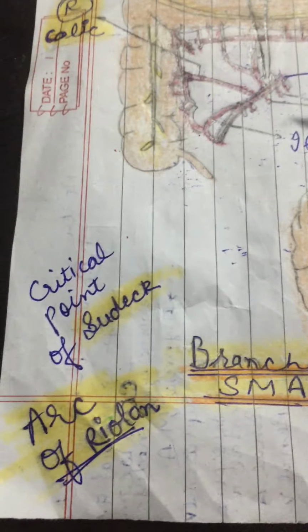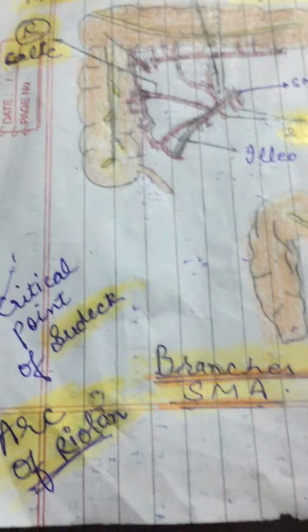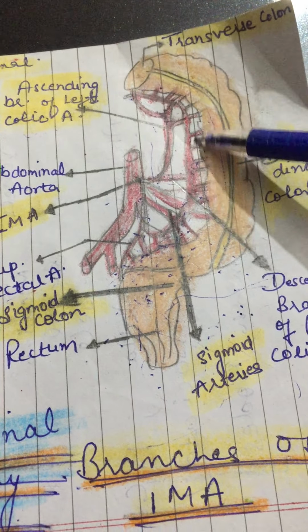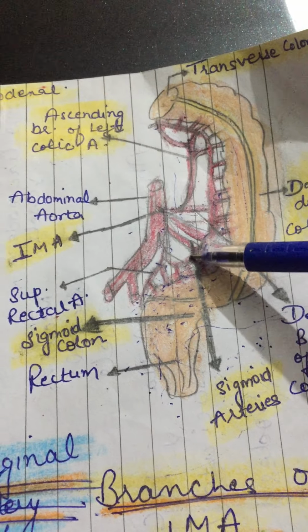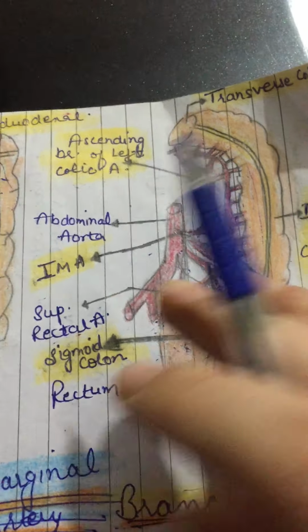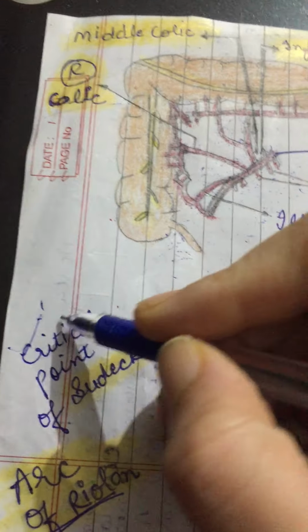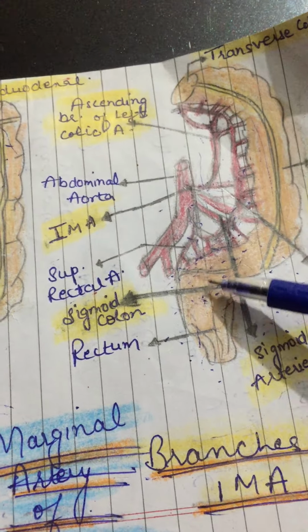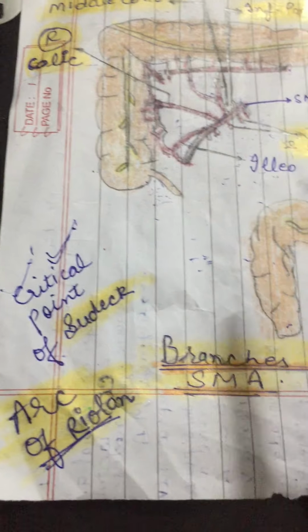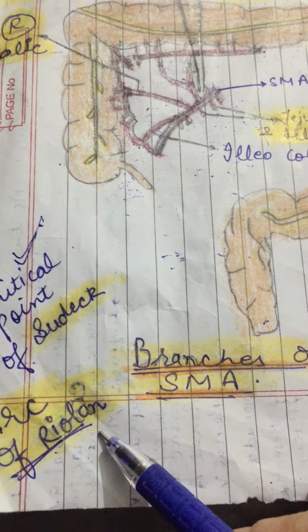One thing is more important regarding this. I have written here the critical point of Sudeck. What is this critical point of Sudeck? Sometimes the descending branch of the left colic artery does not anastomose with the superior rectal artery. Sometimes it happens, and that point is called the critical point of Sudeck. Then the superior and inferior mesenteric arteries anastomose behind the peritoneum and form an arc, which is called the arc of Riolan.